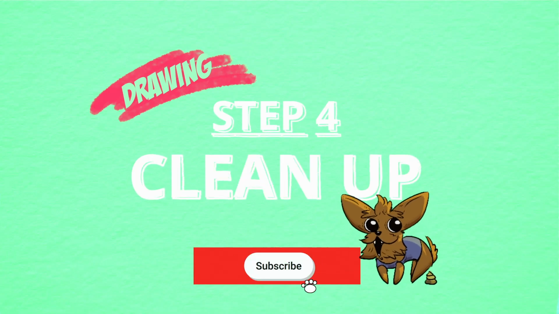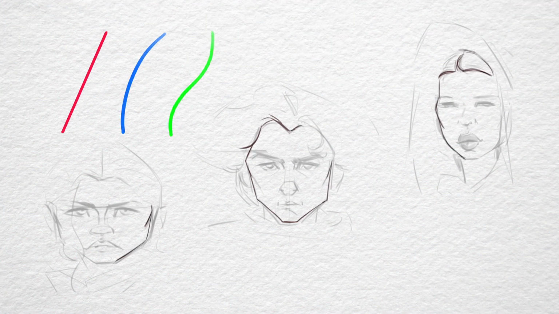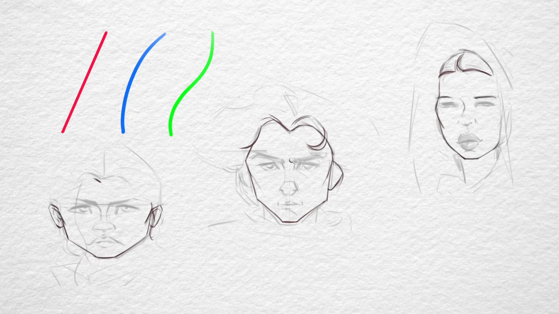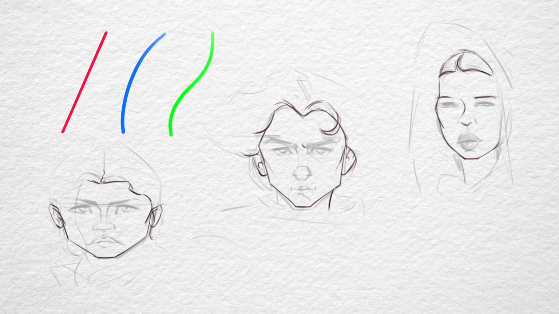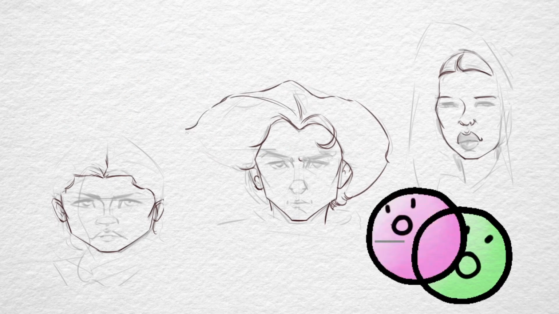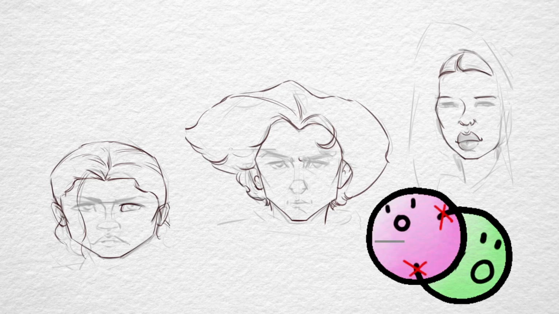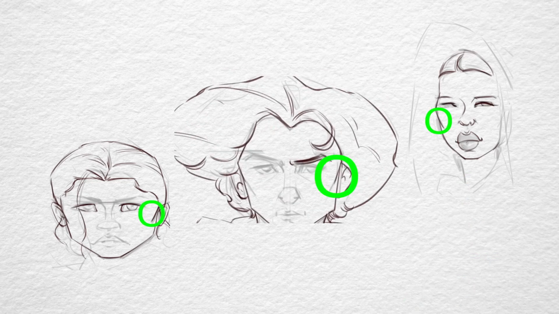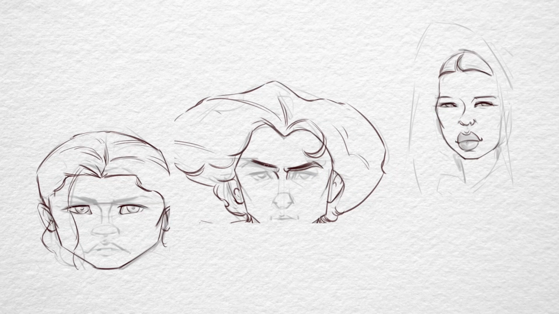Step 4. Now that we have our rough sketches, we can start our cleanups. Use simple lines of straights and curves. That way we don't accidentally introduce exotic and complex shape languages for these simple sketches. Try to keep overlapping shapes clean with proper overlapping lines. For example, the cheek shape should come in front of the jawlines.